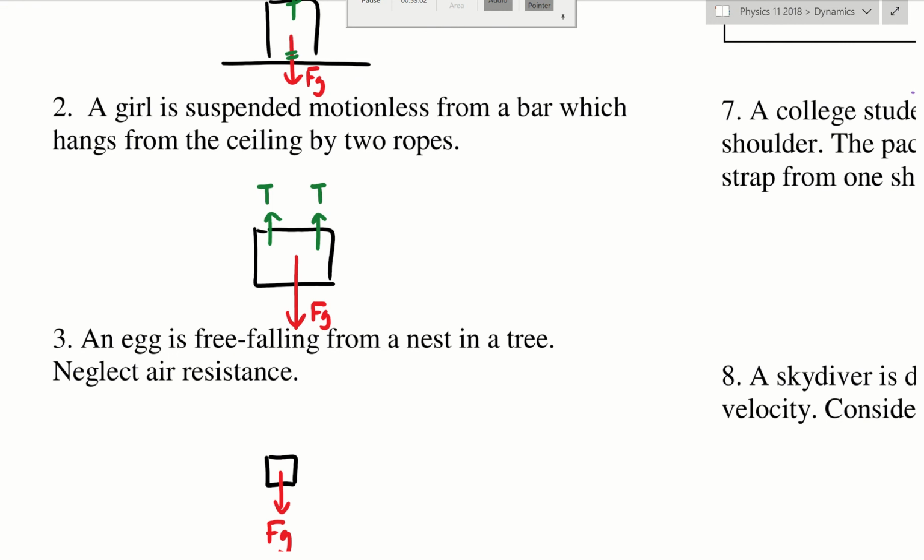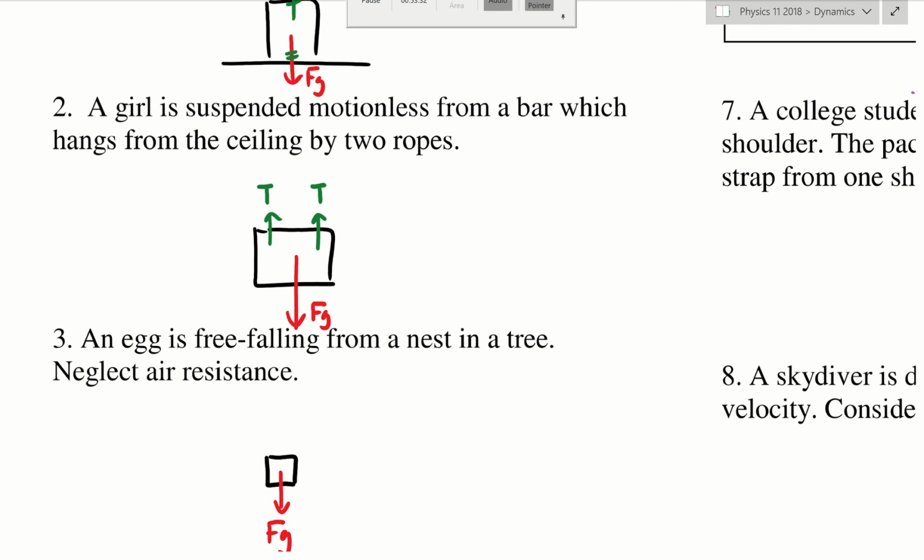Next, a girl is suspended motionless from a bar, which hangs from the ceiling by 2 ropes. So someone is doing the monkey bar. Now, so we have the girl who is, that comes out very wrong. The girl is not in the box. The girl is the box. Okay, we're not putting a girl motionless in. That's getting worse, like a person motionless in a box. Yeah, no. Don't even go there.